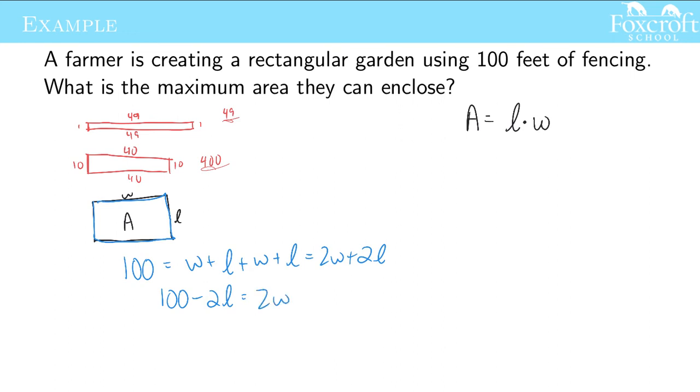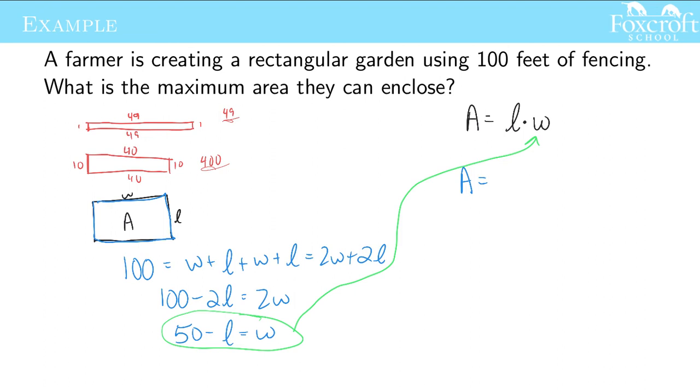And I have to divide everything by 2. Whatever the length is, the width is 50 minus that length. So we have this relationship now between the width and the length, and I can plug that in for W up there. I guess I should have solved for L, because now I'm going to solve for L's. All right, but now I know W.